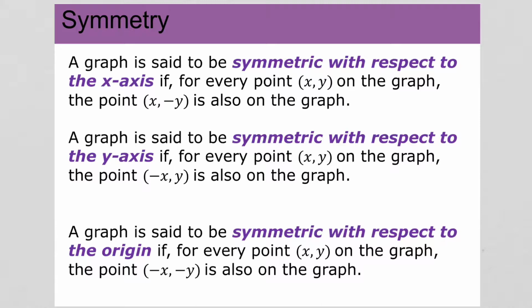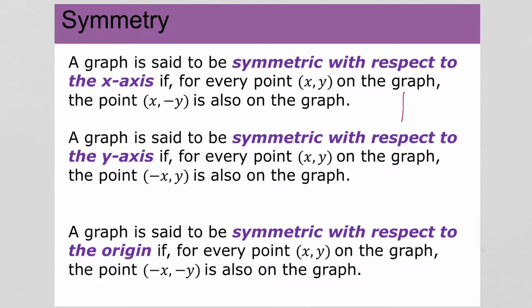Symmetry. Graphs can be symmetric with respect to the x-axis or the y-axis or the origin. If you're symmetric with respect to the x-axis, then that means that any point x, y will, the point x, negative y will also be on the graph. So y and negative y. If you're symmetric with respect to the y-axis, the point negative x, y will always also be on the graph.